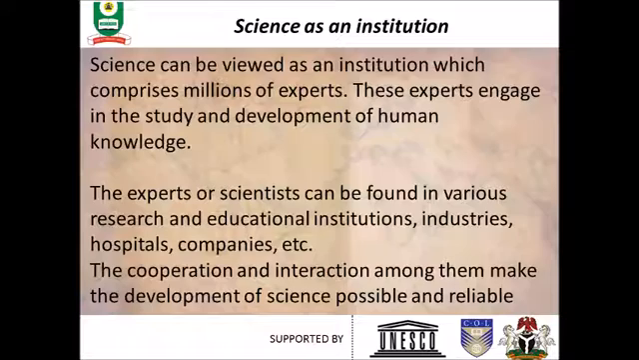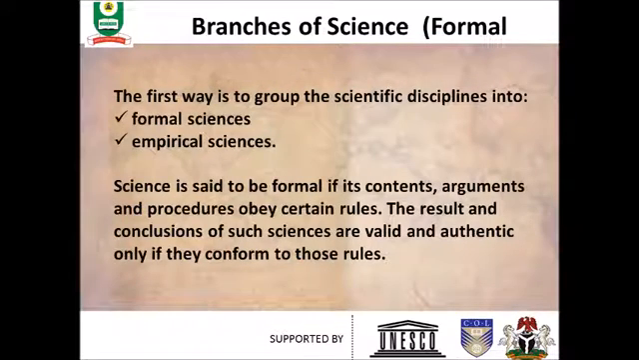You have learned the various meanings of science. In this section, you will learn other ways of grouping scientific disciplines or bodies of knowledge. This will enable you to identify the areas of knowledge which qualify to be called science. Formal science, for example, includes mathematics, logic, theoretical physics, statistics, etc. Formal sciences have a formal and deductive character. Science is therefore said to be formal if its content, arguments, and procedures obey certain rules. The results and conclusions of such sciences are valid and authentic only if they conform to those rules.